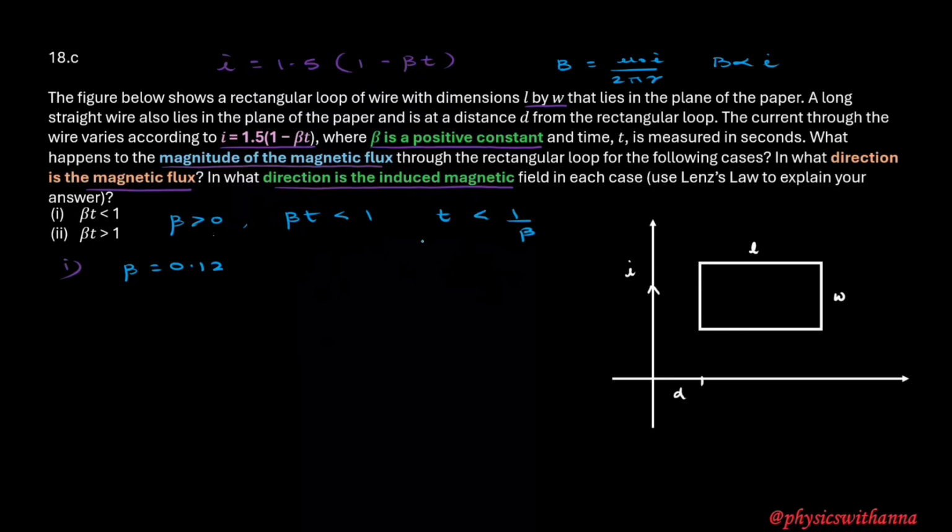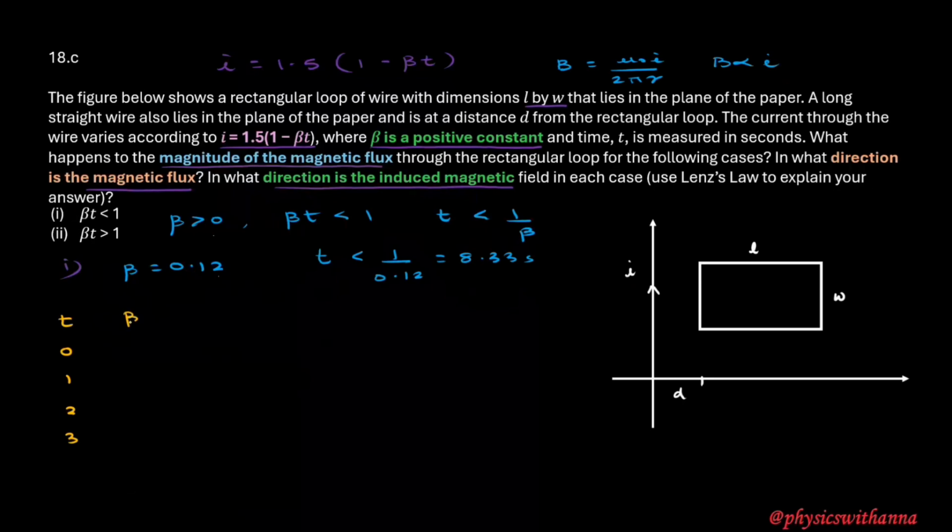But what values of time are possible in this situation? Whatever time values I take, I have to ensure that those values are less than 1 over beta. The beta I chose is 0.12. So the time value I should choose must be less than 1 over 0.12, which is equal to 8.33 seconds. So I can only choose the time values which are less than 8.33 seconds. So let us take some values here. I will take my time going from 0, 1, 2, 3. Four values of time is enough to determine what happens to the current.